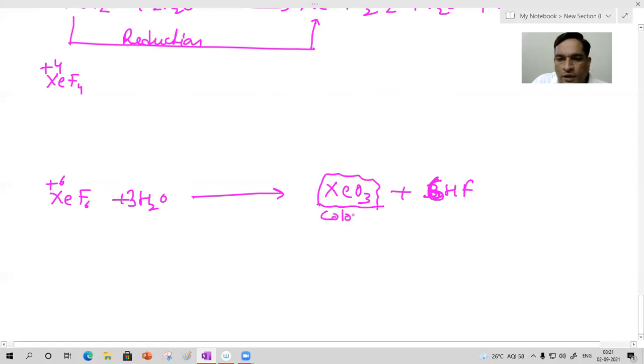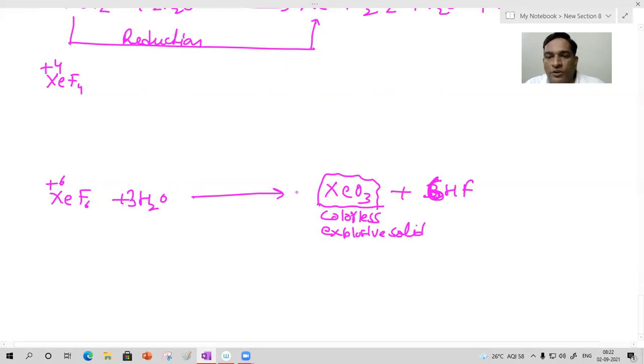Important: colorless explosive solid. And what is the structure of XeO3? This is also important. Questions come direct and indirect. These are the important things. Question can be asked, what is the bond order of the product? What is the hybridization of the product? How many sigma bonds, pi bonds in the product?